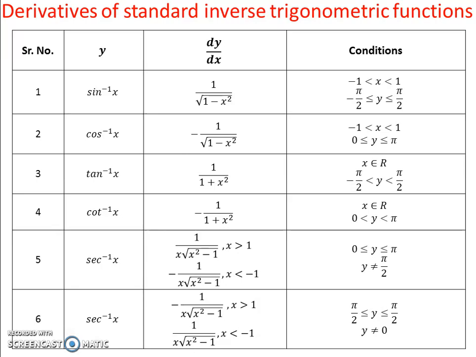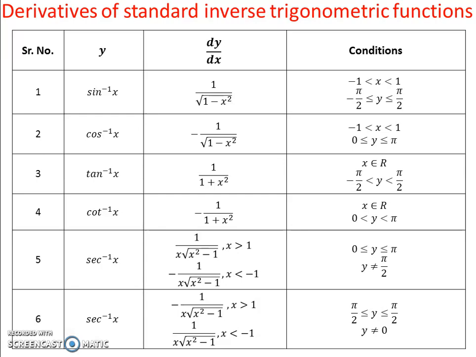Derivative of sec inverse x is 1 upon x under root x square minus 1 if x greater than 1, minus 1 upon x under root x square minus 1 if x less than minus 1. Make a correction over here, it is cosec inverse x. So derivative of cosec inverse x is minus 1 upon x under root x square minus 1 for x greater than 1, and 1 upon x under root x square minus 1 if x less than minus 1.